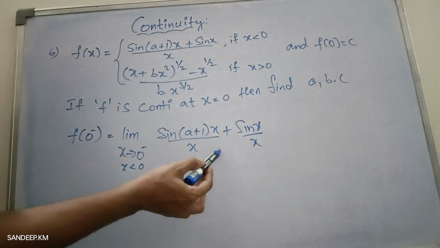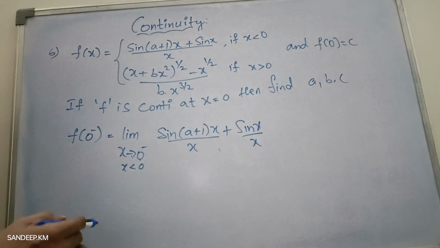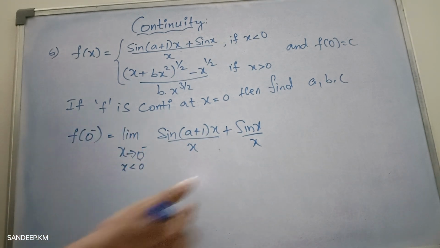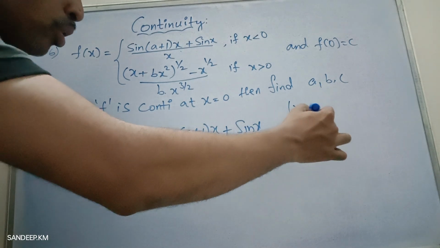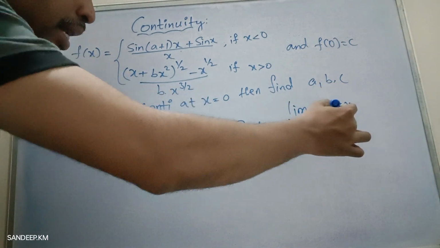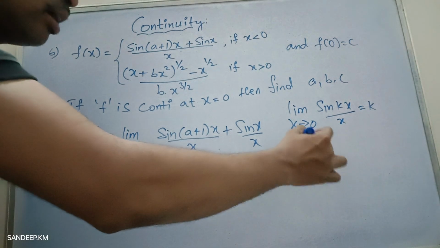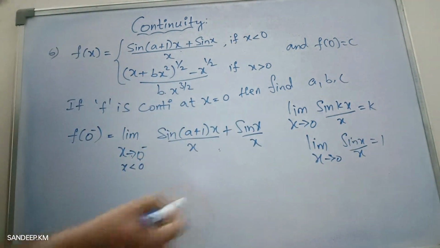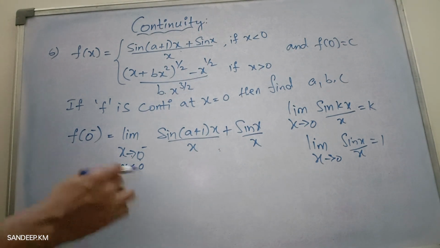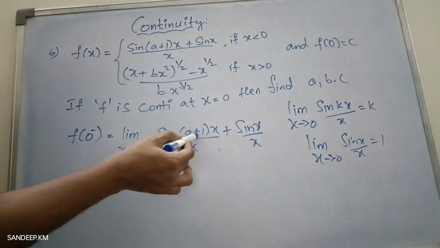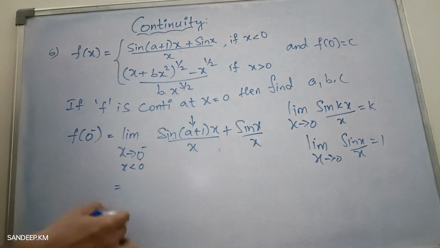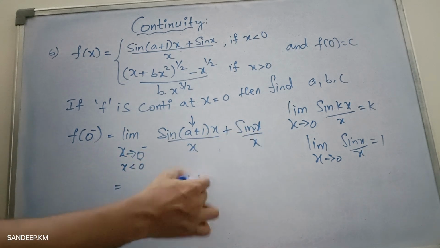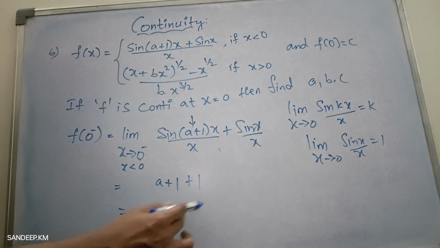Just to decide what the function is, I need this. Now I can find the limit of each function using trigonometric limits. We have already learnt, dear students, that limit x approaches 0, sin kx by x is equal to k, and limit x approaches 0, sin x by x is equal to 1. We have discussed this already in trigonometric limits. So this is in the form of sin kx by x, which is equal to k. k means a plus 1. And limit x approaches 0, sin x by x is 1. So what are we getting? We are getting a plus 2.